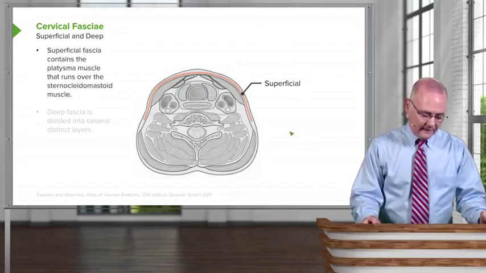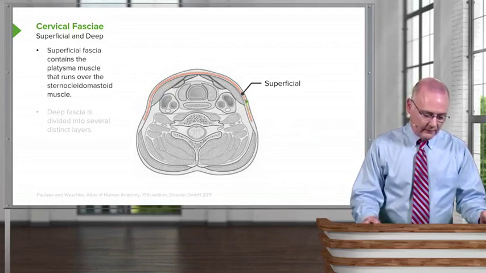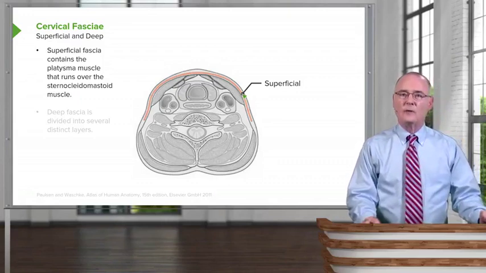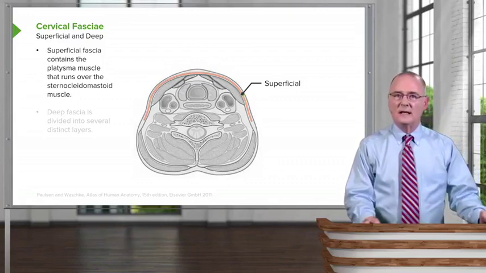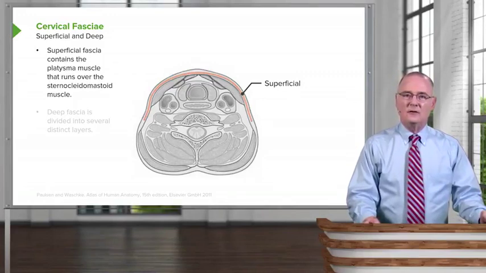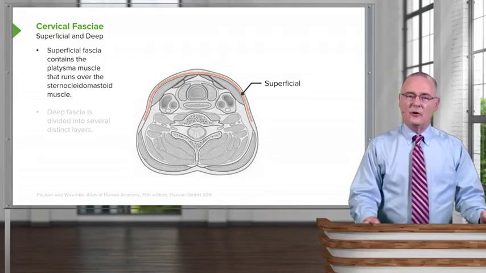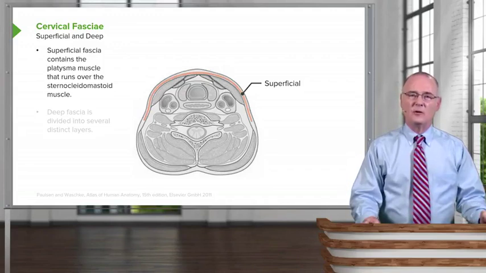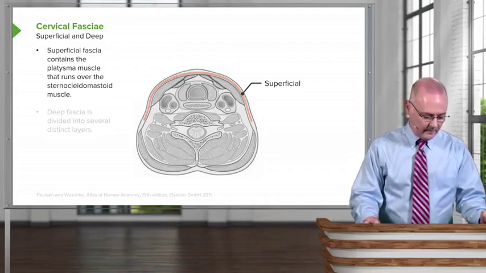The superficial fascia is identified in through here. This particular structure that's a part of the superficial fascia is the platysma muscle. Anterior to the sternocleidomastoid, this superficial fascia would run posteriorly.